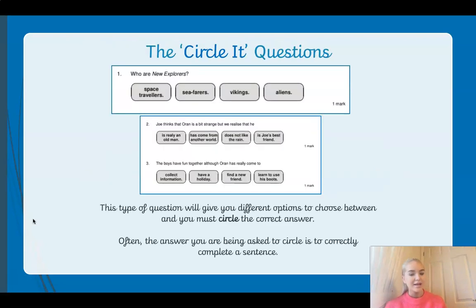And today we're going to be looking again at the circle it question, because I think we need a bit more practice on this question. This question will give you a question or a statement, and then it will give you 4 different options to choose from. And you must circle the correct answer, which is why it's called the circle it question. Now, sometimes the answer you're being asked to circle is to complete a sentence like these 2 examples here, but it also could be just asking you a question. But we need to remember that we can find the answer from within the text. We just need to retrieve it.